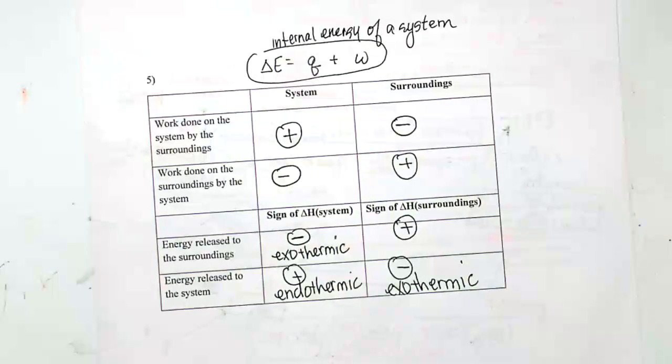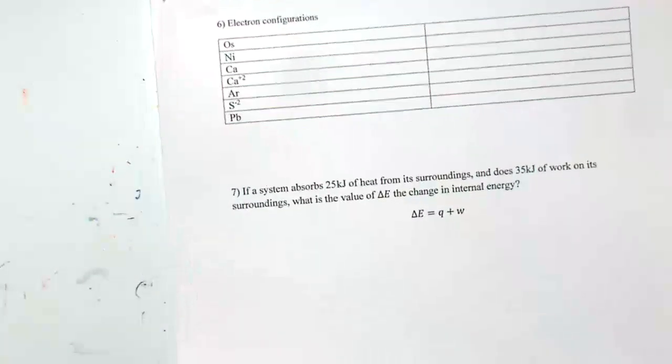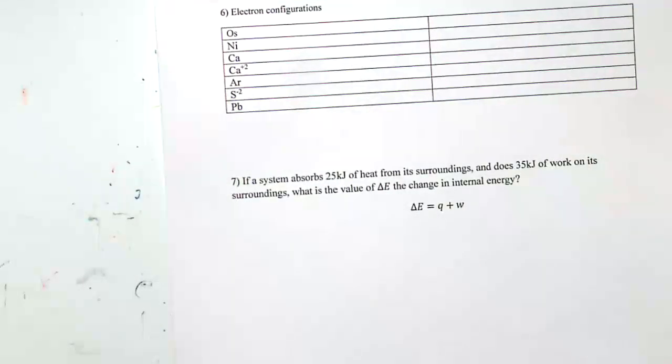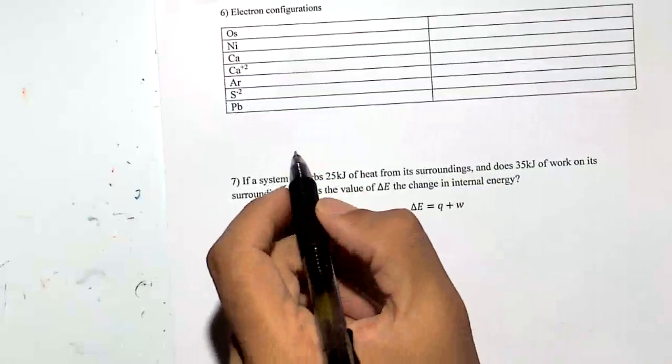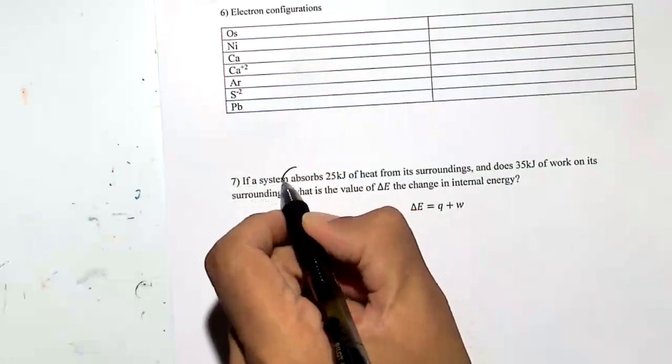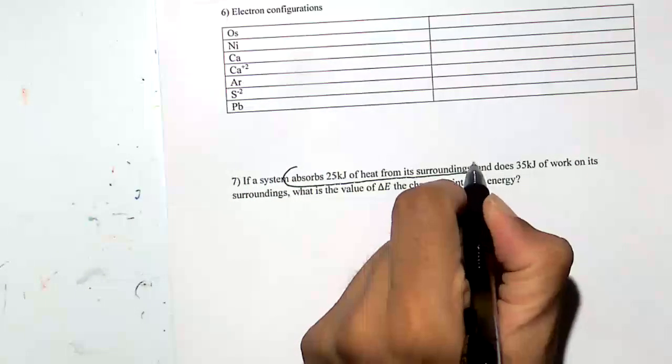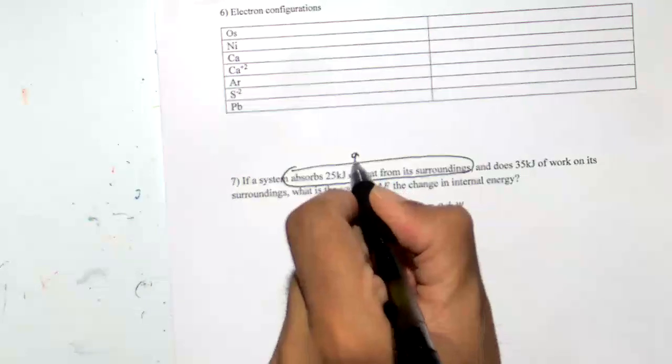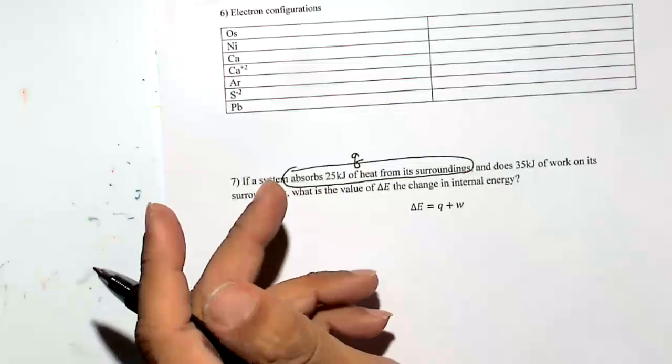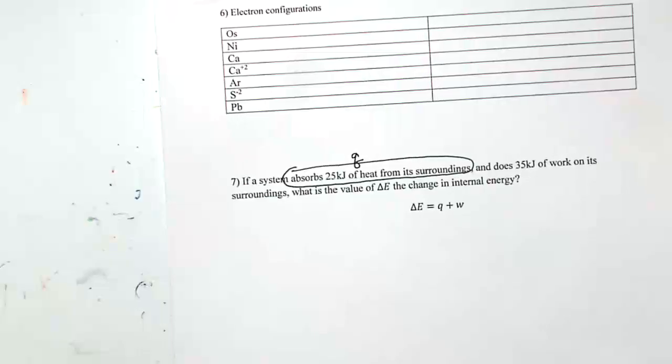We have 3 more minutes. Let me do one quick problem because it will be really quick. Okay, let's do the last one here. And then we'll fill out the electron configurations and do some touch-ups on Tuesday before your exam. If the system absorbs 25 kilojoules of heat from the surroundings, that's going to be Q. Will that be positive or negative? Absorbs is positive, very good.